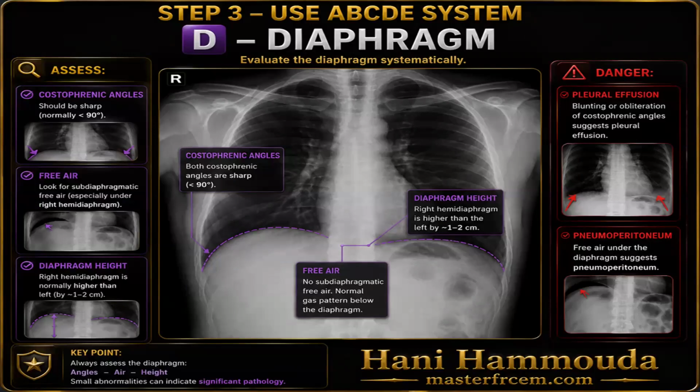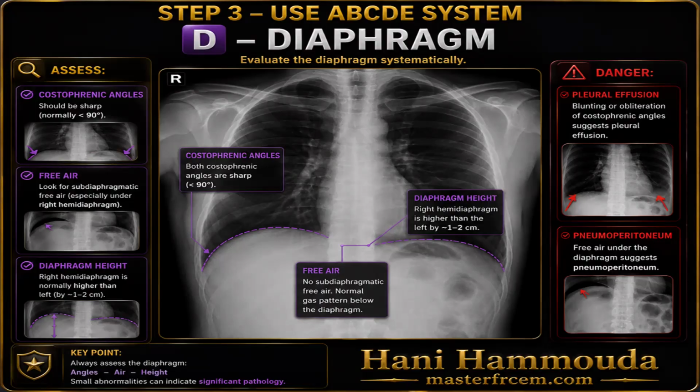In a normal X-ray, the right diaphragm should be higher than the left because of the presence of the liver. If you see the right diaphragm is lower or almost the same, it could be an abnormal X-ray. Next, we check whether there's any air under the right diaphragm, which could suggest pneumoperitoneum. Also check for any blunting of the diaphragm that could suggest a pleural effusion.